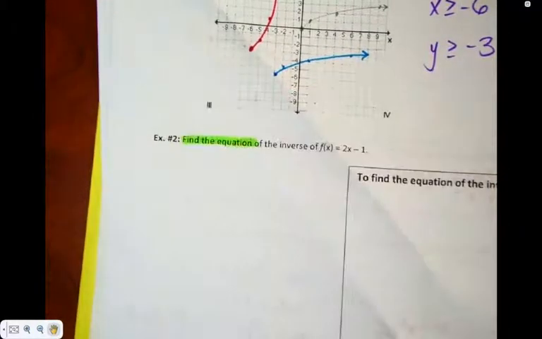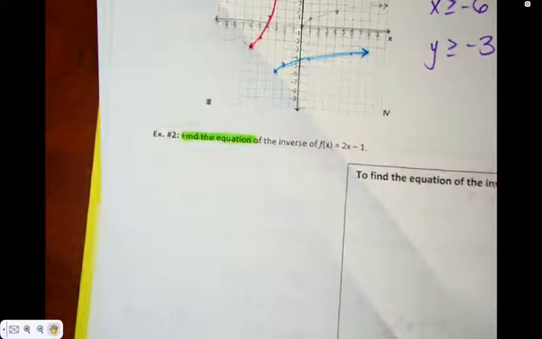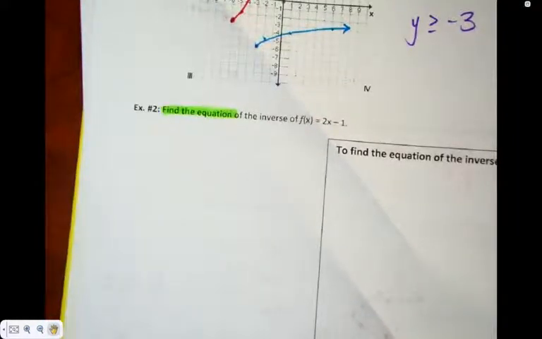Awesome. Second type of question is find the equation of the inverse. So this doesn't want you to graph it. It actually wants you to give the equation of the graph. Method first or example first? I knew you'd say that.